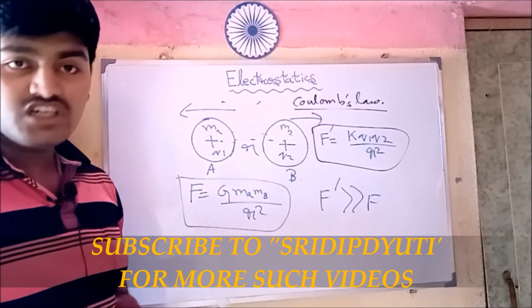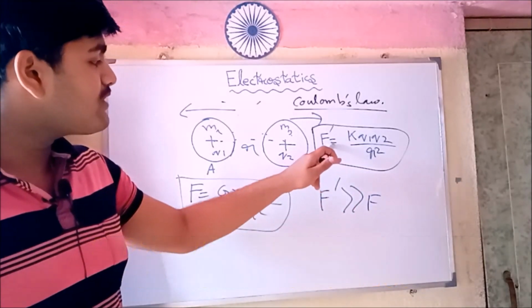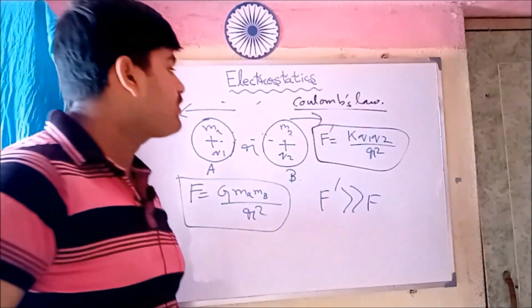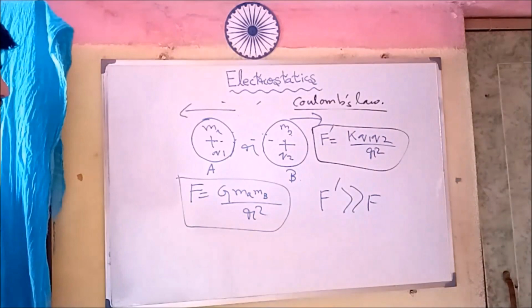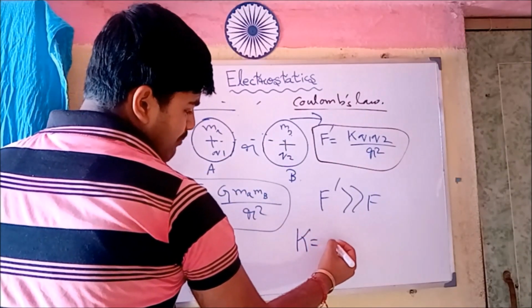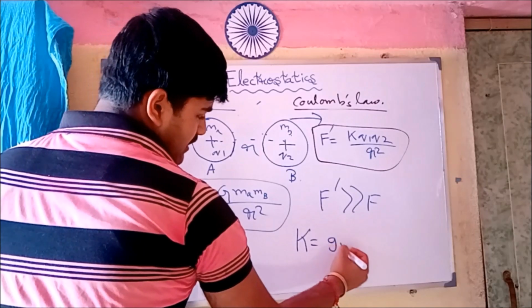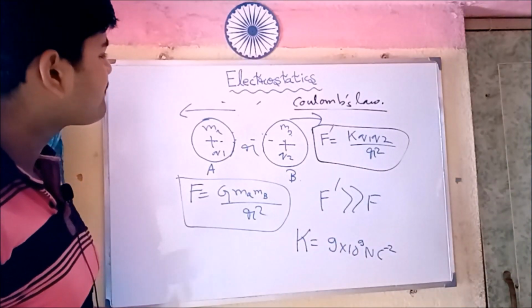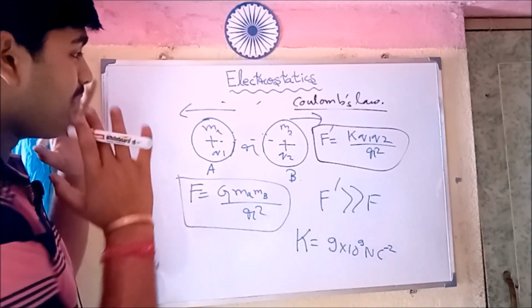So if you remove the proportionality sign, we get an equals sign and a constant. This constant is termed as Coulomb's constant, or the constant of charge, and the value of this constant is approximately 9 into 10 to the power 9. So this is all about Coulomb's law.